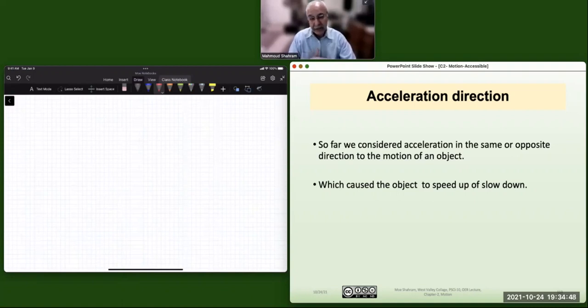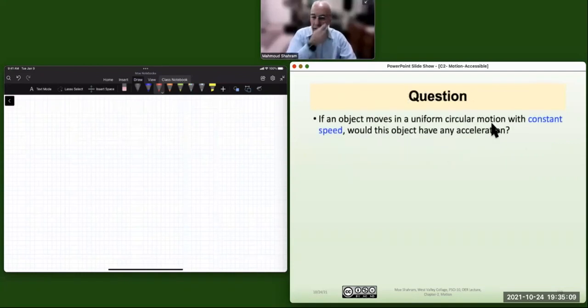So far, we've talked about motion in a straight line, where the acceleration is either in the same direction as the motion or in the opposite direction. If it is the same direction as the motion, the object is speeding up, and if it is in the opposite direction, it's slowing down. So we learned all of that. Now, what happens if the direction of the motion changes?